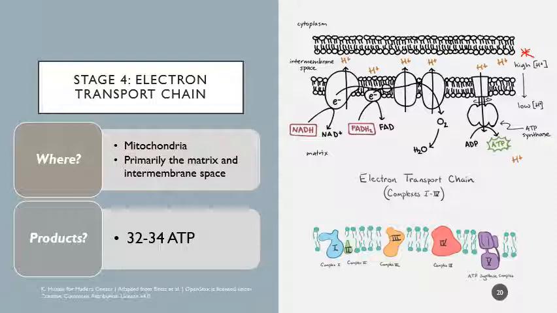And then all of those hydrogens are going to flow through ATP synthase or ATP synthetase, which is then going to make a bunch of ATP. So that's an enzyme that's embedded in that inner membrane, and it's really a bunch of ATP. It's 32 to 34 net ATP.